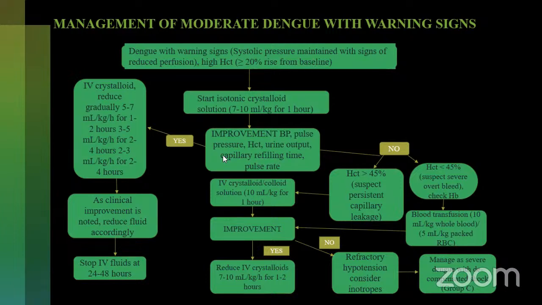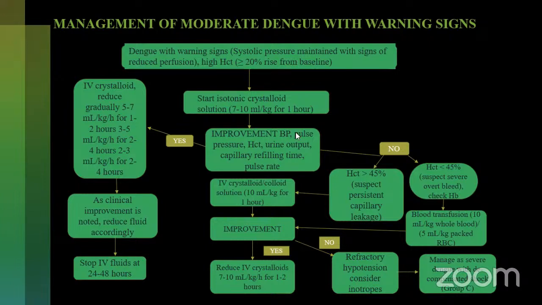If there is any improvement in one or more of these, we can then start to de-escalate the fluids. We can gradually make it 5 to 7 ml per kg per hour for 1 to 2 hours, and then 3 to 5 ml per kg per hour for the next 2 to 4 hours, and then down to 2 to 3 ml per kg per hour over the next 2 to 4 hours. So we gradually decrease the infusion, and as improvement would be noted, we can stop the fluids at 24 to 48 hours.